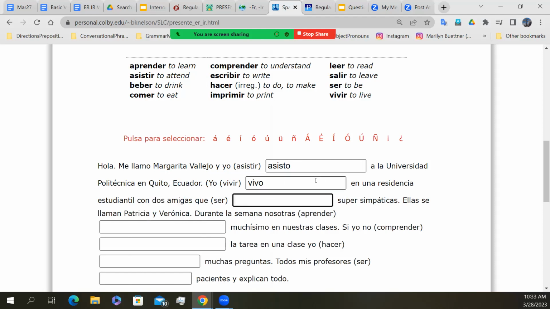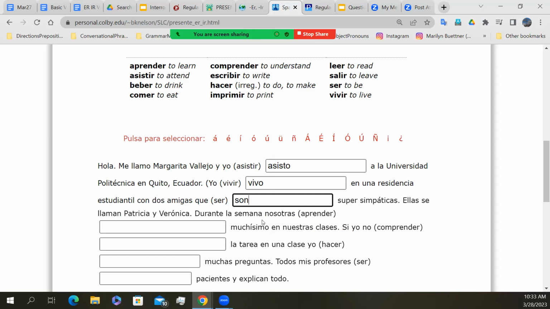We need to go way back to this old verb, ser. And she wants to say, not I am super nice, but my friends who live with me are super nice. Dos amigas que son super simpáticas. Ellas se llaman Patricia y Verónica. Their names are, and she gives their names.